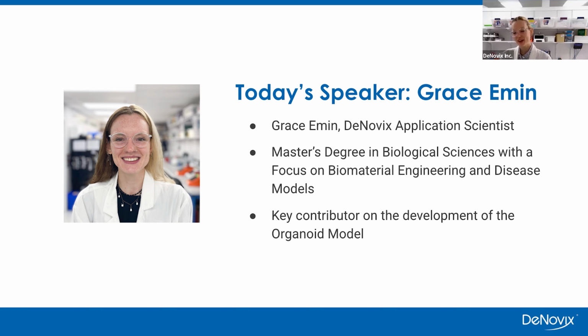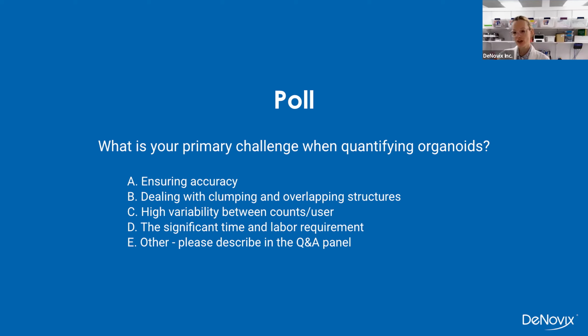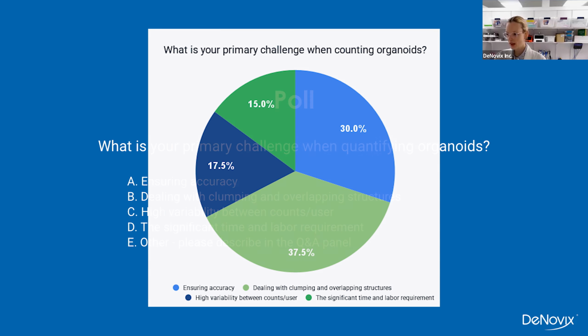Hello, everyone, and thank you, Andy, for that introduction. Before jumping into things, we're going to start off with a poll to hear about your experiences. Specifically, we want to know about your primary challenges when quantifying organoids. So is it accuracy, clumping and overlapping, variability, time and labor, or is it something else? And you can drop it in the Q&A panel. So we'll give a couple of seconds. All right, so I'm seeing clumping and overlapping and accuracy issues. Well, the good thing is I will be addressing all of these, and you can see how we are here to help with that.